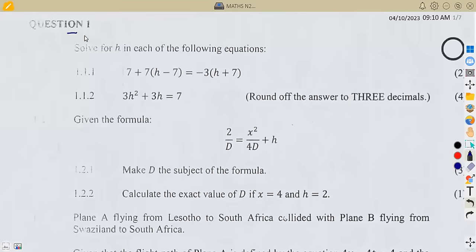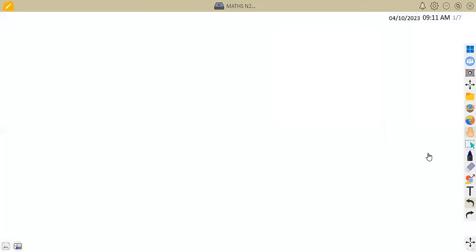The first question, which is our question one, we are given to solve for h in each of the following equations. So we are given the first equation in terms of h, also the second equation in terms of h, and we are asked to round off the answer to 3 decimal places, that is for the second one. Okay, so let's see what we are given. So this is 1.11.